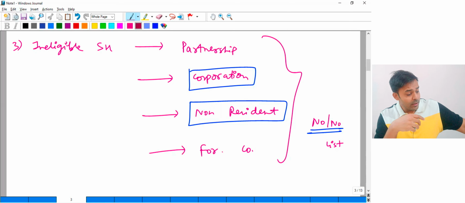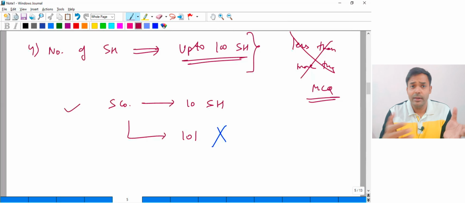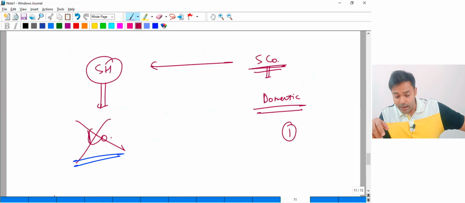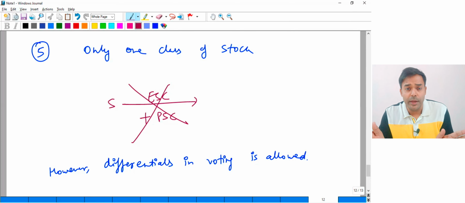Then we talked about the number. It is going to be a maximum of 100 shareholders you can have. If you're having less than that, that's absolutely okay. Last, we discussed, everyone, the class of stock. You can issue only one class of stock, so you cannot have multiple classes of stock. However, a difference in the voting rights is something which is okay.